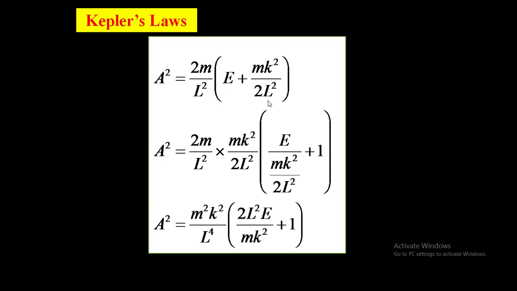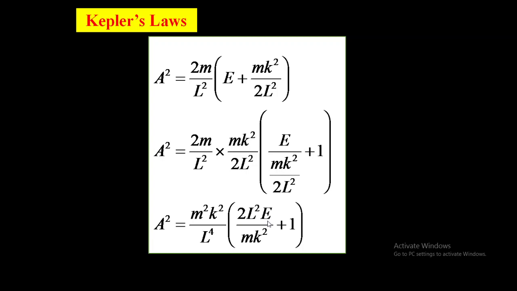In this bracket we take common the term mk square by twice L square. So we get a square is equal to twice m by L square into mk square by twice L square, common, into (E upon mk square by twice L square plus 1). After solving this bracket, twice L square goes to the numerator, so we get a square is equal to m square k square upon L square twice, in the bracket, (twice L square E upon mk square plus 1). We get this term.